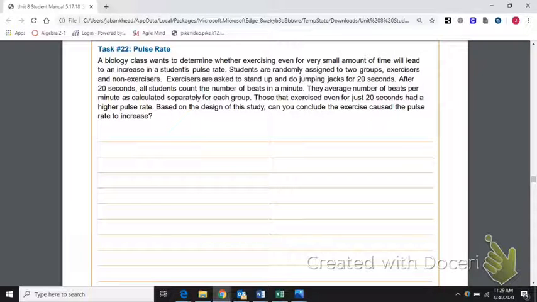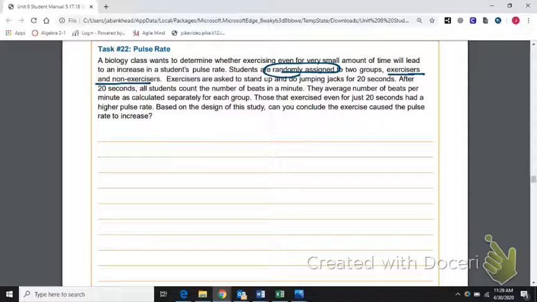We have a biology class who's trying to determine whether exercising for even a small amount of time will lead to an increase in a student's pulse rate. The students are randomly assigned to two groups, exercisers and non-exercisers. Exercisers are asked to stand up and do jumping jacks for 20 seconds.